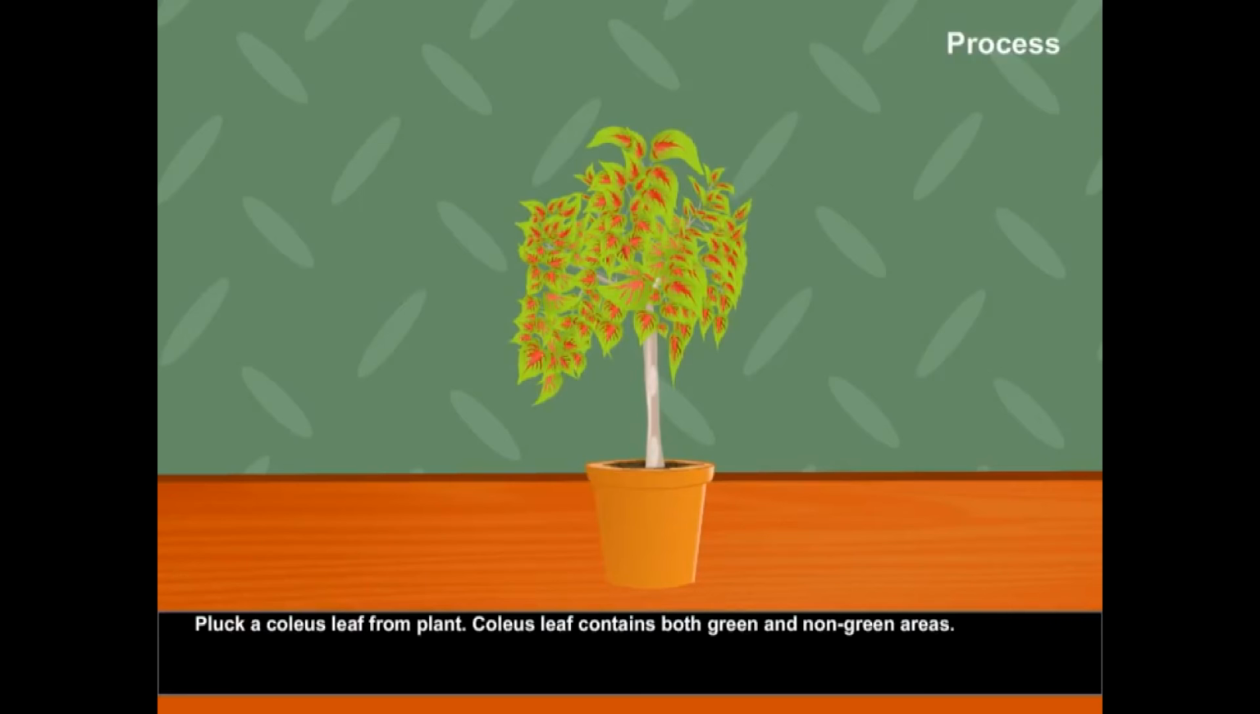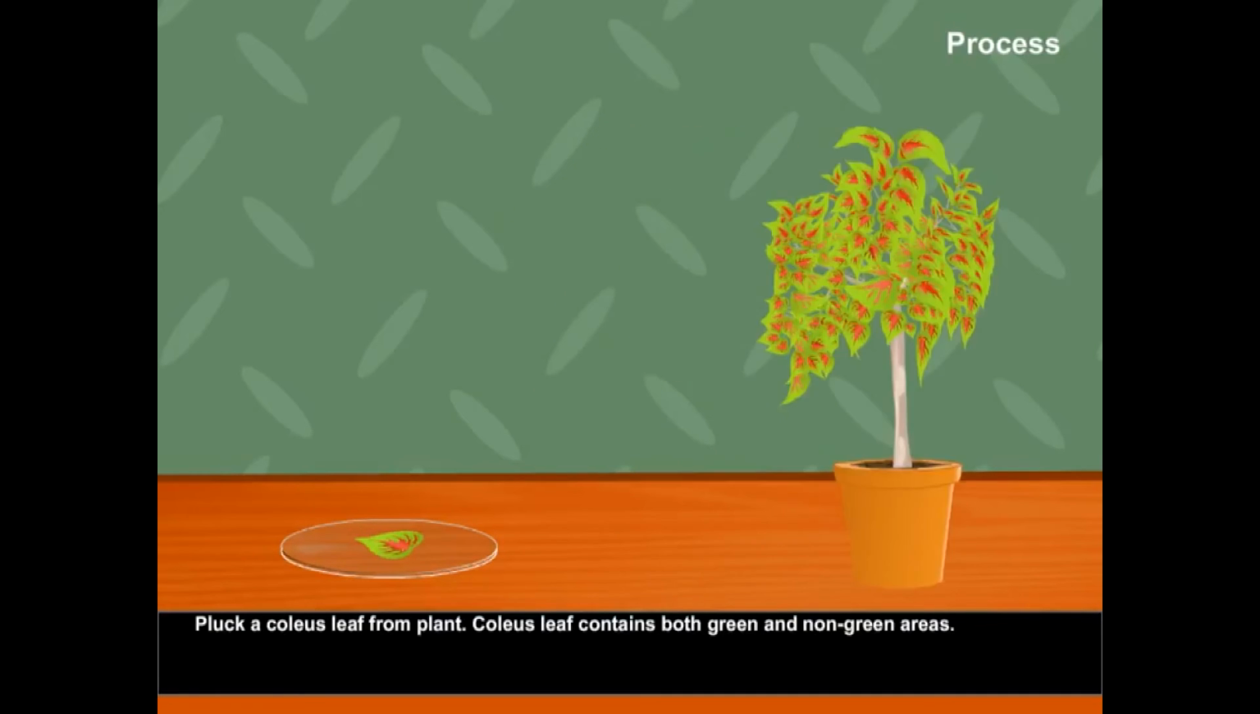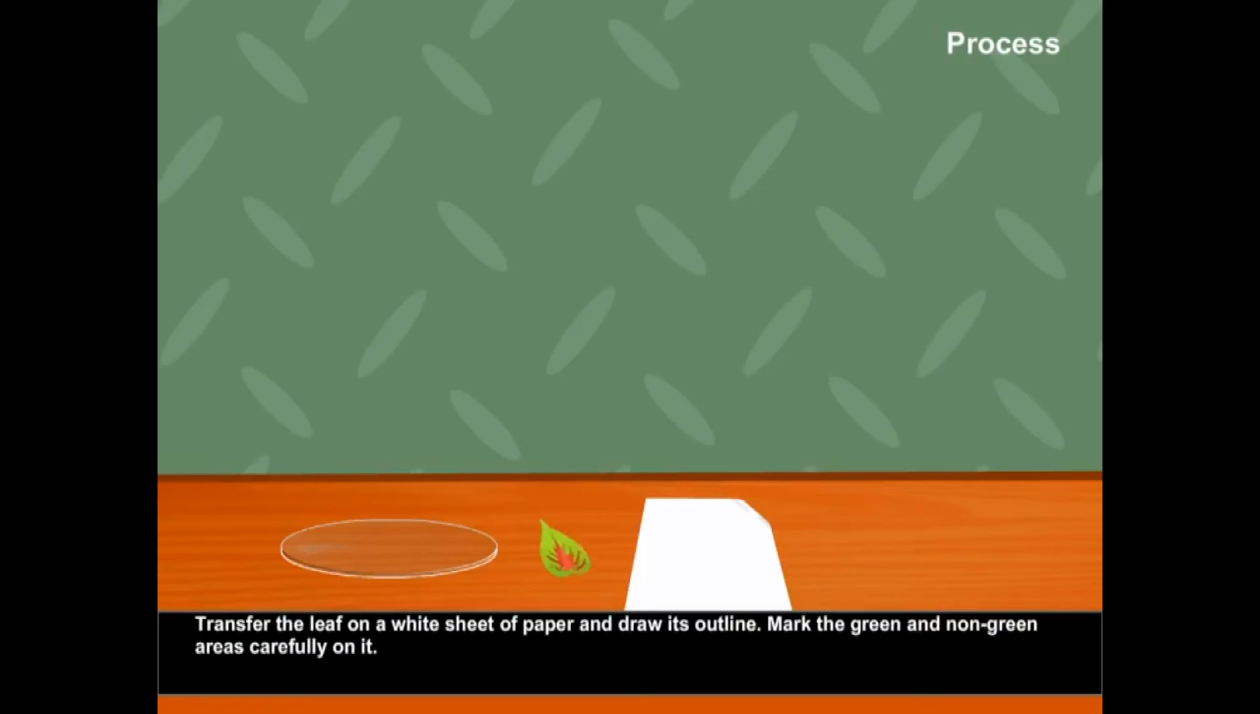Now let us see the process. Pluck a coleus leaf from the plant. Coleus leaf contains both green and non-green areas. Transfer the leaf on a white sheet of paper and draw its outline. Mark the green and non-green areas carefully on it.